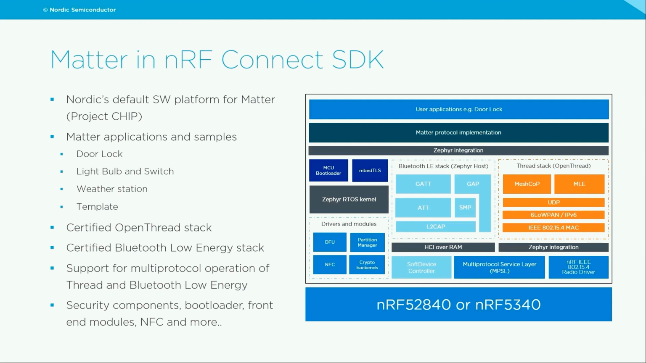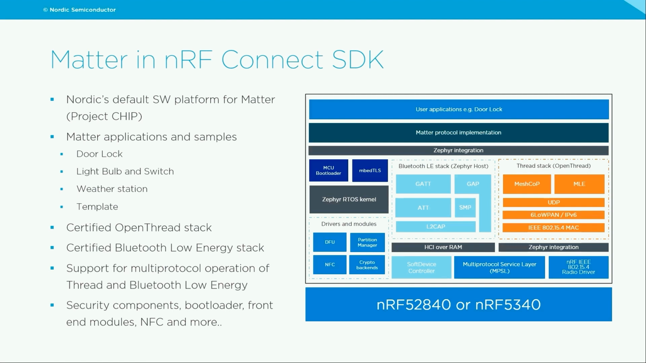One of the key distinguishing features is protocol coexistence. For example, you can run both Thread and Bluetooth Low Energy at the same time, which not only fulfills Matter requirements, but also creates an opportunity for adding features such as device firmware upgrade over Bluetooth Low Energy, which you can perform in the background while operating on a Matter network.